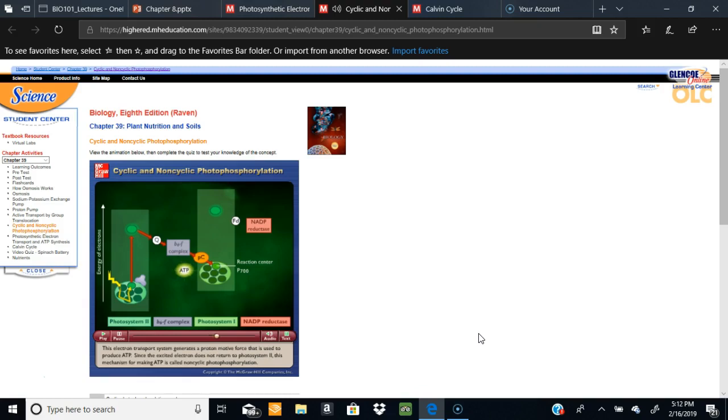Since the excited electron does not return to photosystem 2, this mechanism for making ATP is called non-cyclic photophosphorylation. When photosystem 1 absorbs a photon of light, it ejects a high-energy electron, which is used to drive the formation of reducing power in the form of NADPH. The ejected electron is replaced by an electron from photosystem 2.